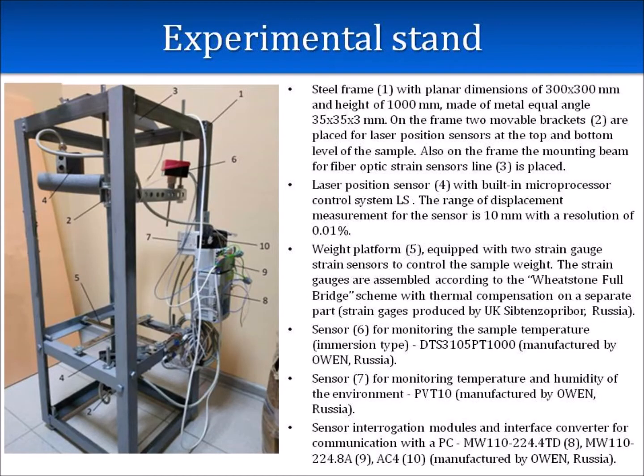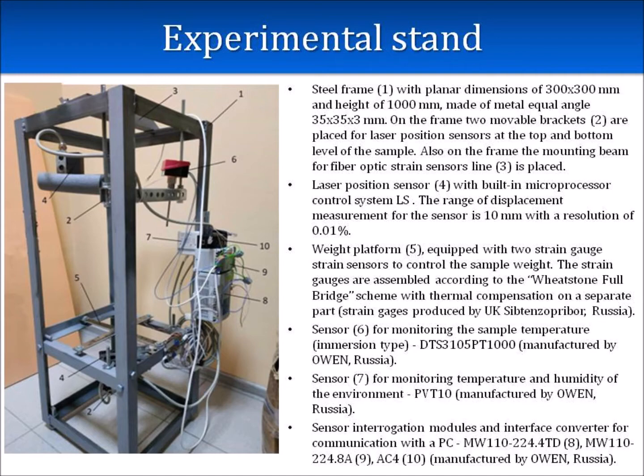To obtain information on the behavior of a civil concrete engineering structure in the early stage of operation, an experimental stand was designed and created. On the slide, the photo of the experimental stand is shown. The parameters of the steel frame are also shown on the slide. On the frame, two movable brackets are placed for the laser position sensor at the top and bottom level of the sample. Also, on the frame, the mounting beam for the fiber optic strain sensor line is placed.